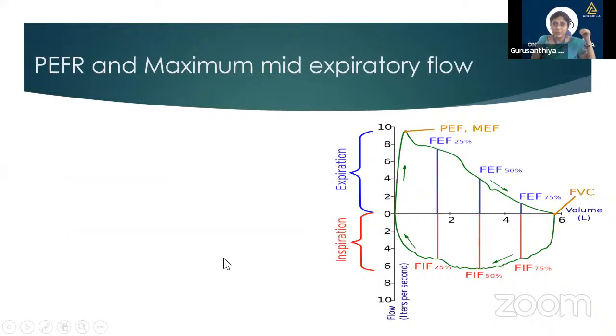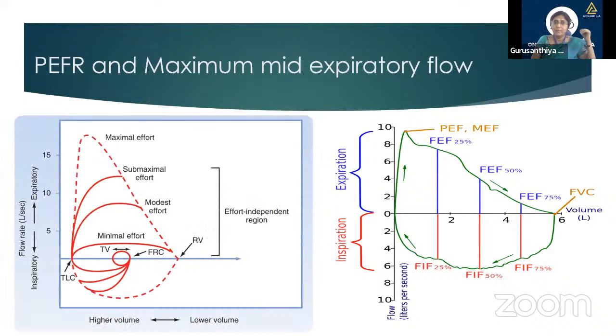Coming on to measurement of peak expiratory flow rate and maximum mid expiratory flow rate, as we can see, this is the inspiratory part of the curve and this is the PEFR, which is the peak flow, and this forms the mid portion of the curve. Normally, the mid portion of the curve constitutes around 3 to 4 liters of the expiratory volume. This part of the curve is the effort independent curve. As you can see, this peak expiratory flow rate can increase when you make a maximal effort. When you make a minimal effort, it is not going to go up.